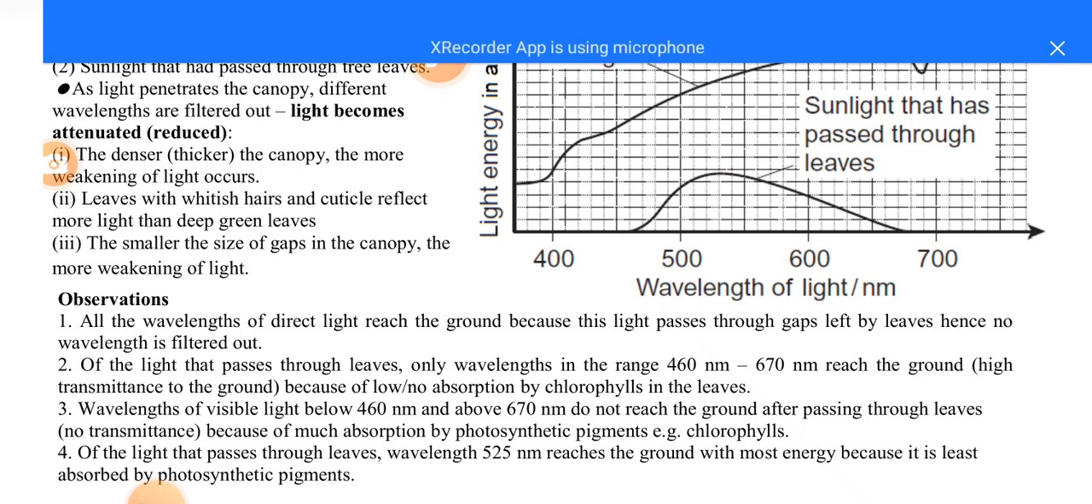Then number 3, the third observation is like this. The wavelengths of visible light below 460 nanometers and above do not reach the ground after passing through the leaves. That wavelength is absorbed, so there is no transmittance because of much absorption by leaves or by the photosynthetic pigments, e.g. the chlorophyll.